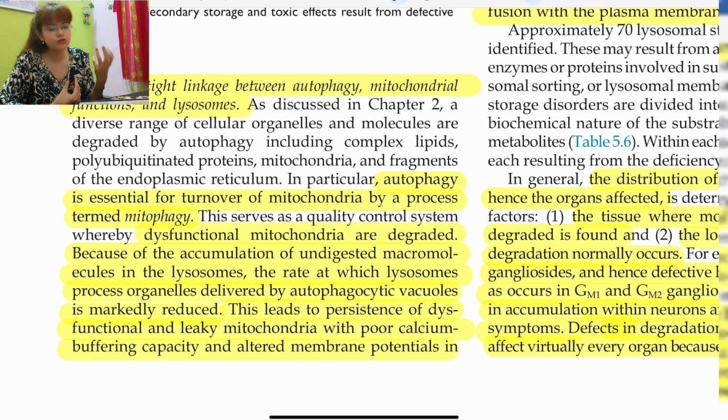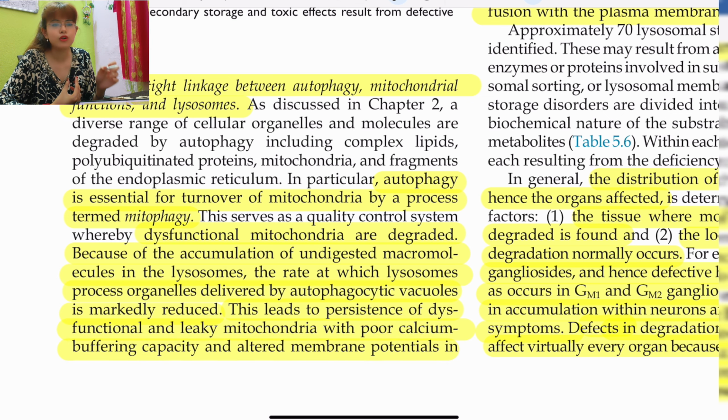And now this mitochondria is becoming dysfunctional, and because of this accumulation of the undigested macromolecules, the rate at which the lysosomes process the organelles delivered by autophagocytic vacuoles is now reduced, and therefore there is persistence of this dysfunctional and leaky mitochondria with poor calcium buffering capacity and altered membrane potential.